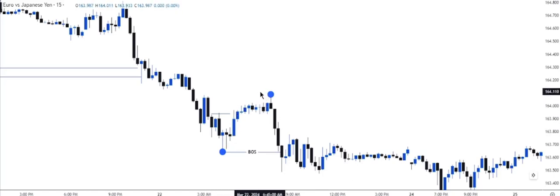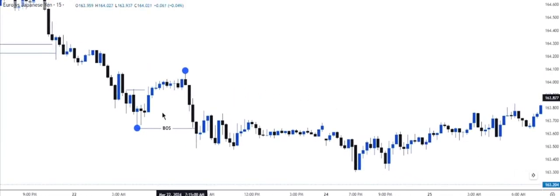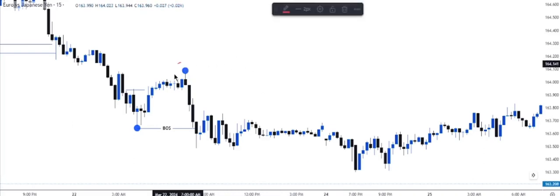All right? Once it wicked, it doesn't matter whether it broke structure here to the downside. So price broke structure, but take note of this point. I want you to take note because we are coming back. We will revisit this area. Take note, please, of that area.